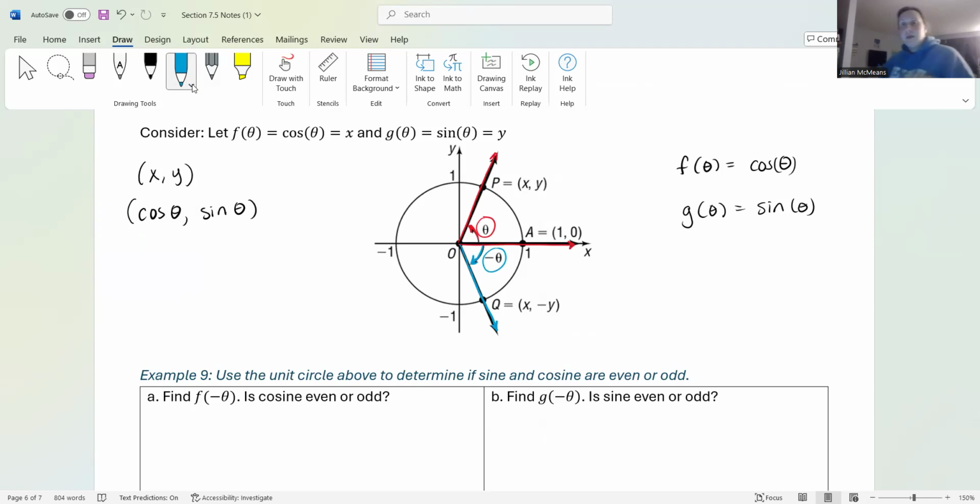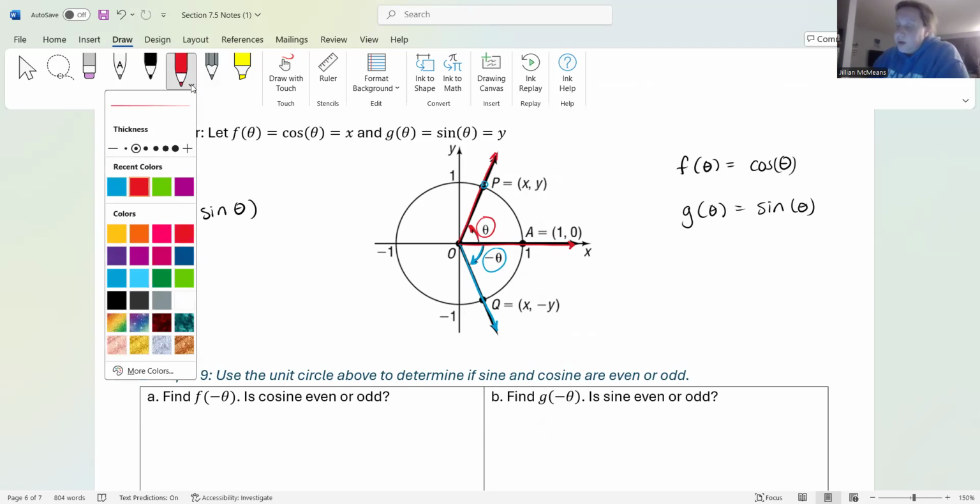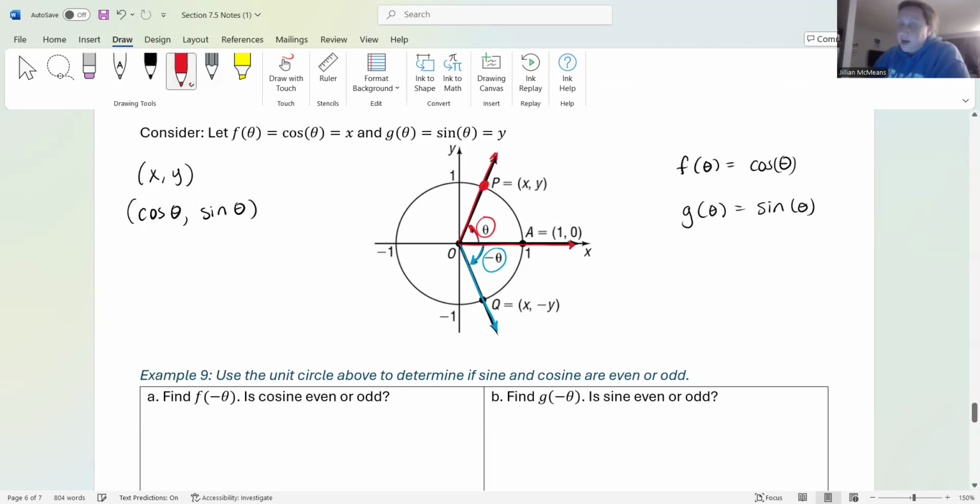What we want to do is look at the points, the ordered pairs on the unit circle, those output values. So right here, the point on our unit circle is x, y. And then for that negative theta, we came down here and we have the point on our unit circle, which is x, negative y. Okay, so we need to use this idea to prove to ourselves if sine and cosine are even or odd. So example 9 says, use the unit circle above to determine if sine and cosine are even or odd.